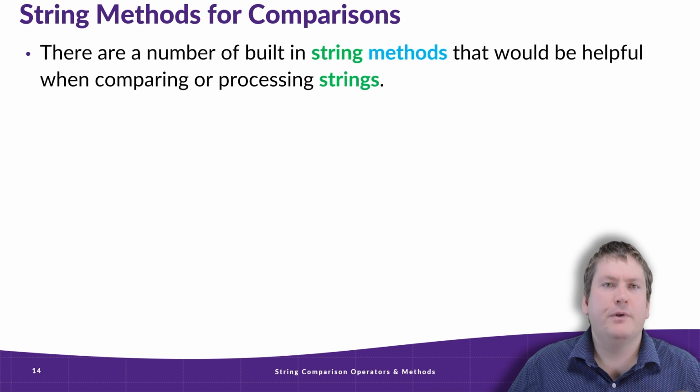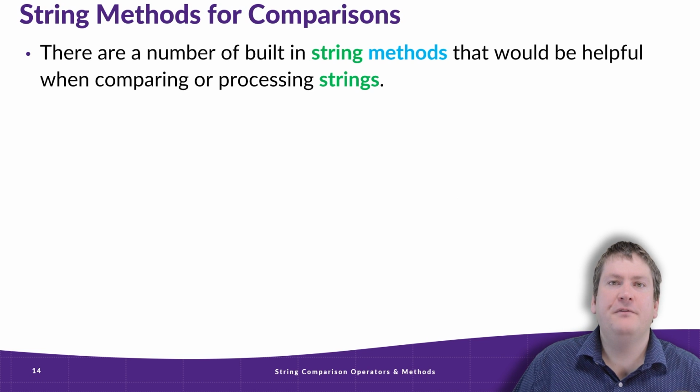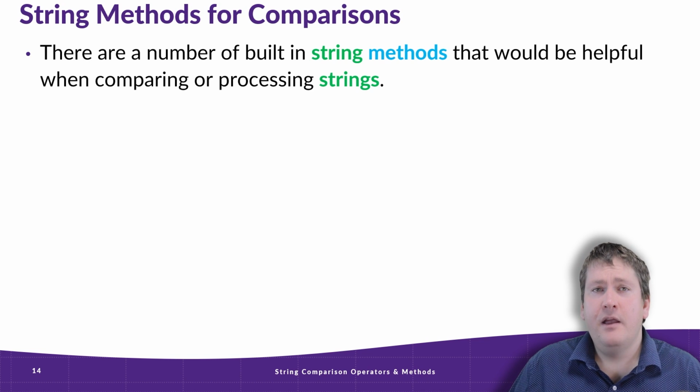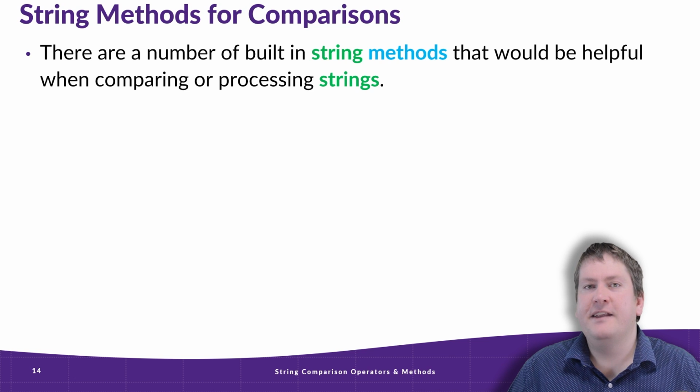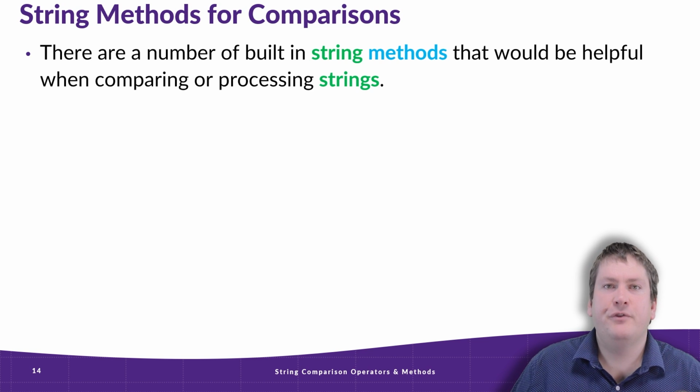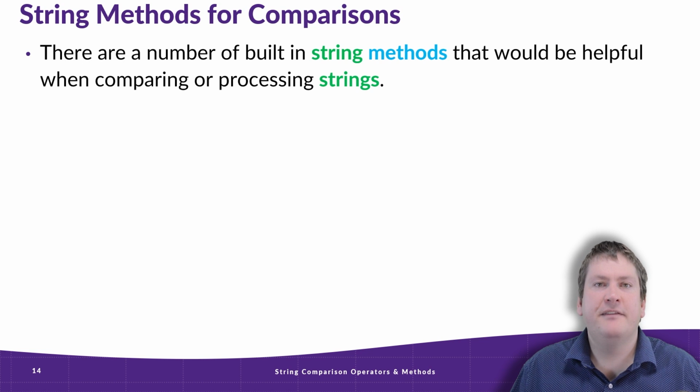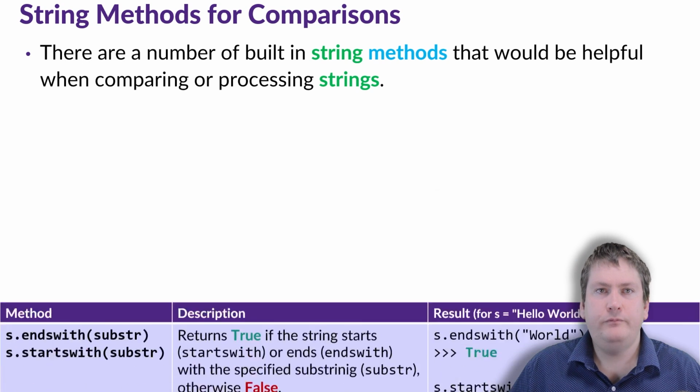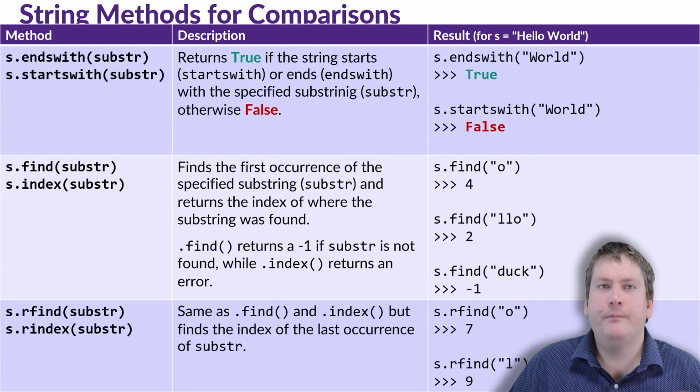So the last thing we should really focus on are string methods for comparisons. We saw a bunch of string methods in our earlier video on strings. They did things like replace certain words in a string or count certain words in a string. But there are a number of other string methods that are really helpful when we're dealing with things like comparisons. So here are a few.